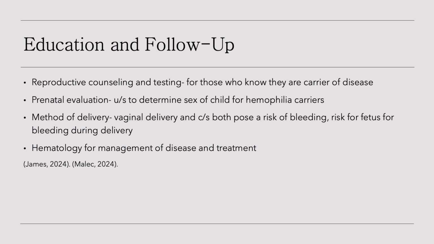Talking with your provider about the method of delivery. Both vaginal and C-section pose a risk of bleeding, and there is a risk for the fetus to bleed during delivery, so it's up to the patient and the provider to decide what method works best for them. And then the patient would see hematology when diagnosed with this disease, and they would oversee the management of the disease and any treatments that they would receive.